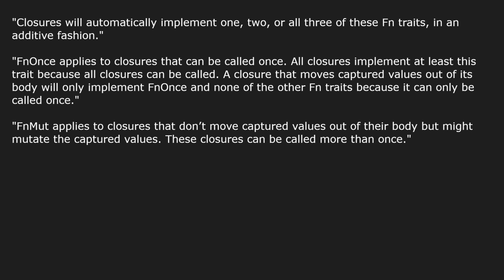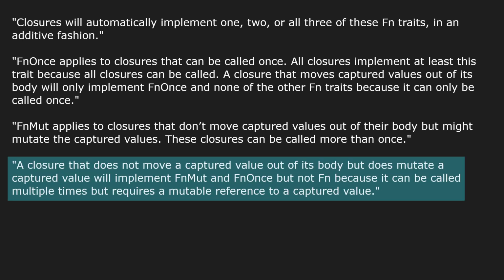Here's another way to say that closures that implement FnMut might mutate captured values, that mirrors the more explicit way that FnOnce was defined. A closure that does not move a captured value out of its body, but does mutate a captured value, will implement FnMut and FnOnce, but not Fn, because it can be called multiple times, but requires a mutable reference to a captured value.